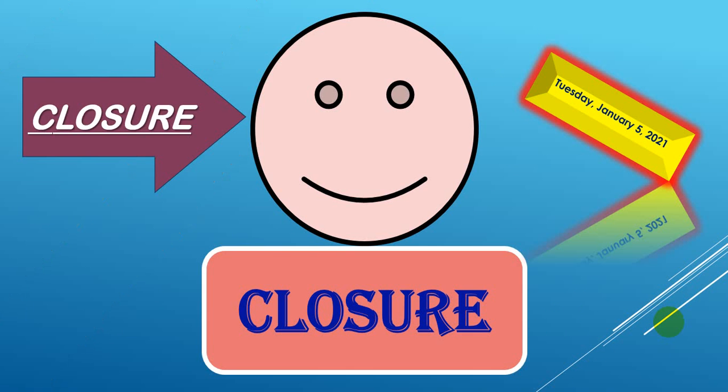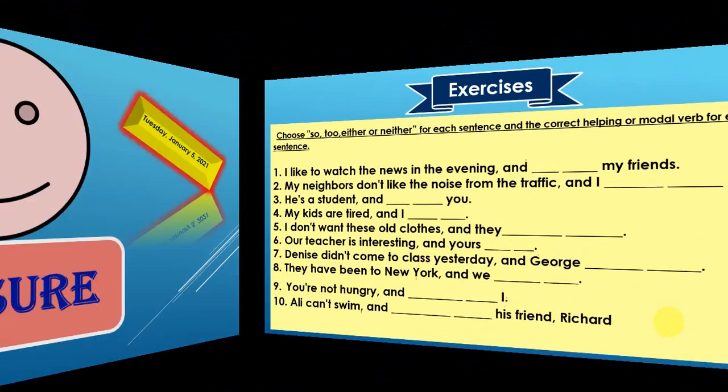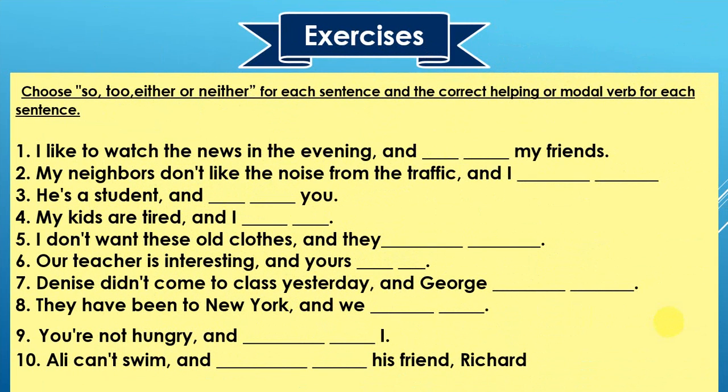So we reach our closure for this lesson today. To close our lesson, I will give you an extra exercise to examine your understanding. What are you going to do now? Choose so, too, either or neither for each sentence and the correct helping or modal verb for each sentence. I want you now to pause the video. This one is not mentioned in your tutor book, so you can get benefit. Do it on your own and write it in your notebook. Okay?